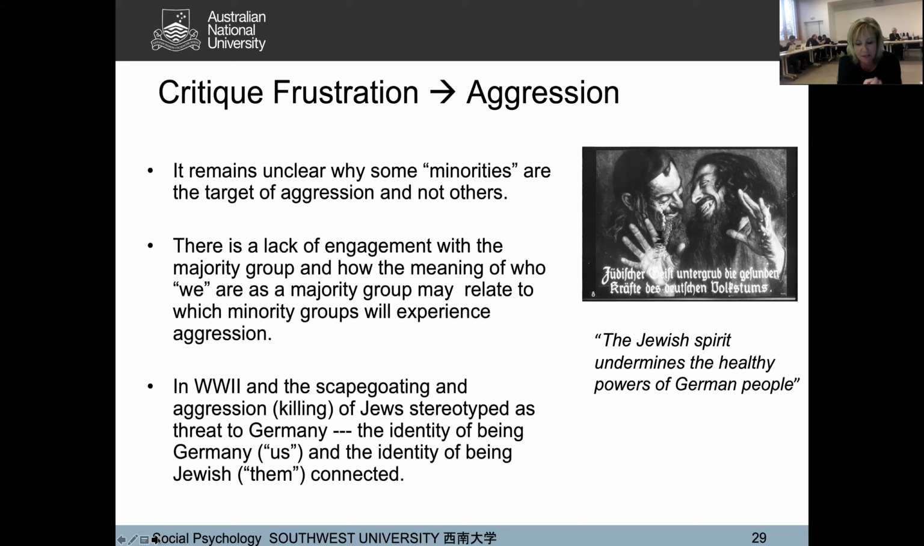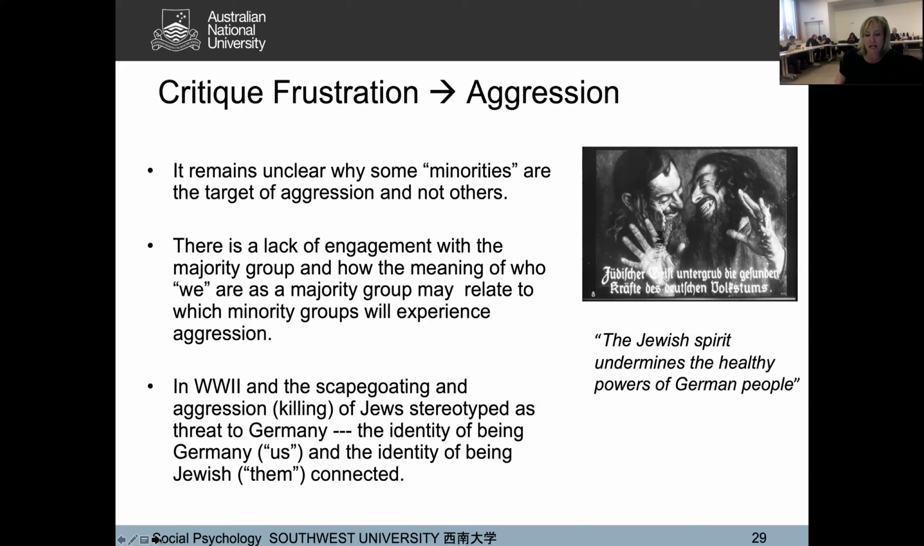One of the examples, again, comes out of World War II. Part of the underlying reason why the Jewish people were treated in such a cruel way was connected to the definitions of what it meant to be German. The identity of being German was seen to be not aligned at all with the identity of being Jewish. You can see in this quote, the Jewish spirit undermines the healthy powers of German people. So at the same time that a target is being scapegoated and aggression and violence are directed at that group, there's also a sense in which it's tied to what it means to be German in the context of that intergroup conflict.